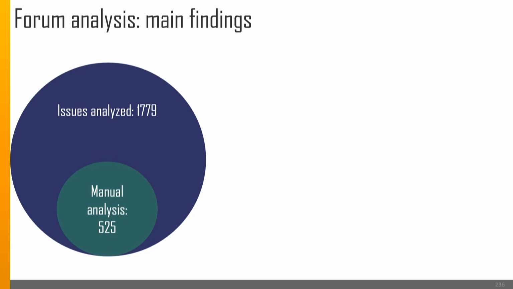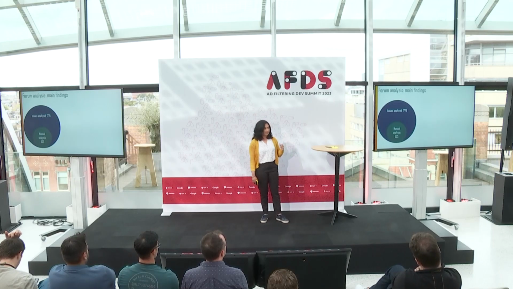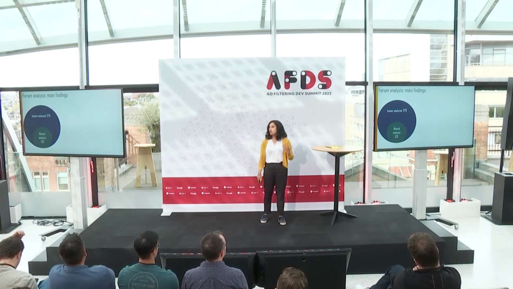So we looked at these forums. In total, we analyzed about 1,779 issues from these two data sources. And out of that, we conducted a manual analysis of 525 issues. And so by manual analysis, we actually went to the website. We applied the particular version of the filter list that led to breakage, and we checked whether the breakage still occurs, what kind of breakage it is, and so on.